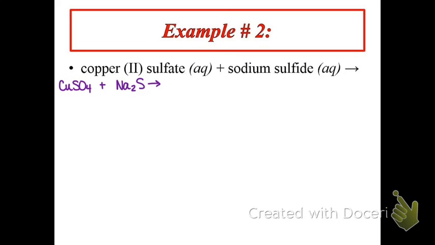Alright, so breaking these into ions, I have Cu with a 2 plus charge and SO4 with a 2 minus charge. And maybe going through this, you'll see how I got the original formulas. Na with a 1 plus charge, S with a 2 minus charge.